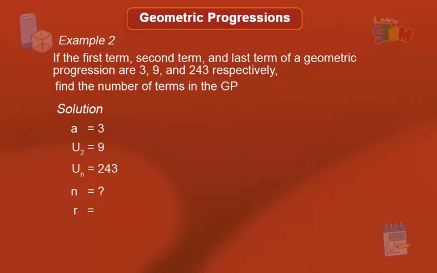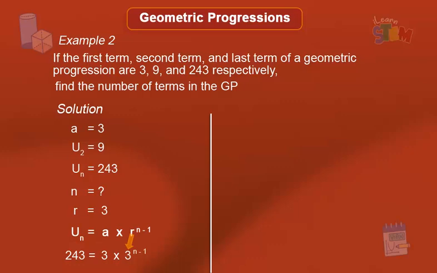To find the common ratio, we divide the second term by the first term. 9 divided by 3 is 3. So the common ratio is 3. To solve for n, we'll use the formula for the nth term of a GP. Let's substitute the values into the formula. The last term is 243. Equals. The first term is 3 times. The common ratio is also 3 raised to power n minus 1.